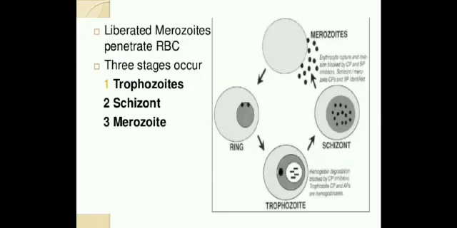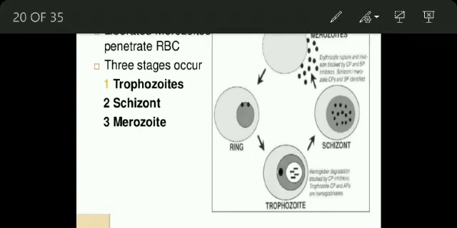Once again, that is a merozoite. The merozoite form is the form which is produced within the liver. These merozoites are the ones which infect the RBC. And within the RBC, there are 3 stages. Okay, that is the trophozoite stage, schizont stage, and the merozoite stage, that we already discussed.